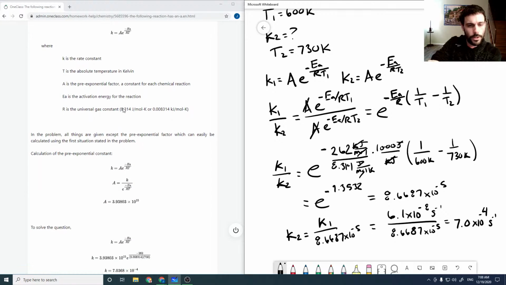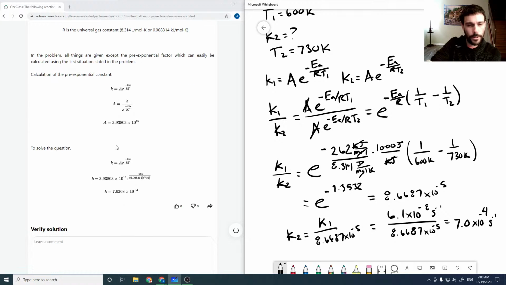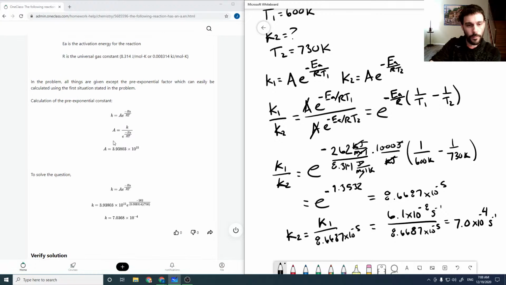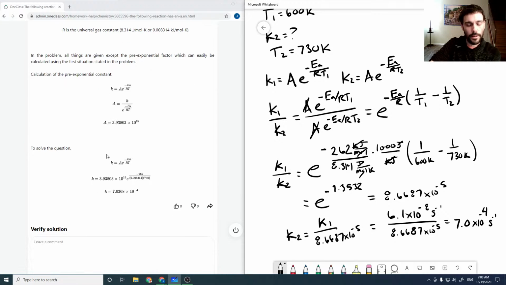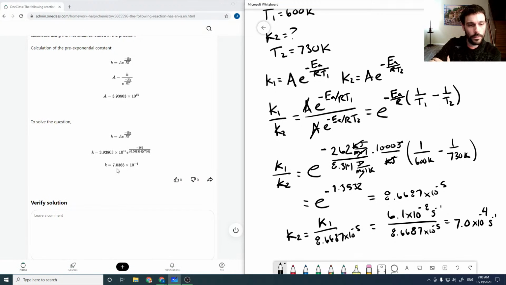So going to the solution here, you could solve for the prefactor, but you don't need to. That's what they did here, was solve for the prefactor and then use that in Arrhenius' equation to solve for the k. But it comes out to be 7.0 times 10 to the minus 4, so that looks good.